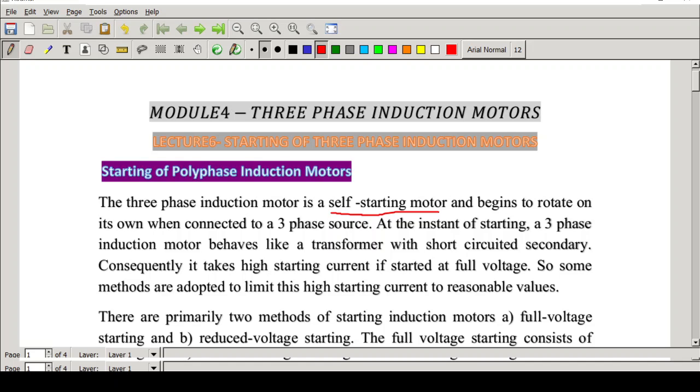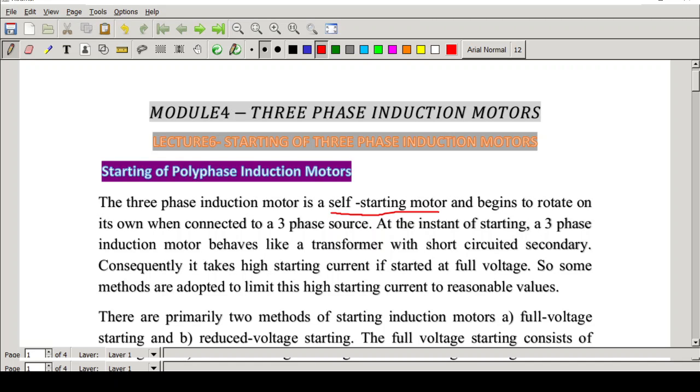Now, as per the working principle, when a three-phase AC supply is given to the stator winding, a rotating magnetic field will be generated. When the rotor conductors are placed in this magnetic field, an EMF will be induced. A current will flow through the rotor circuit, and the interaction between the rotating magnetic field and the current carrying conductor will generate a torque, and the motor will rotate.